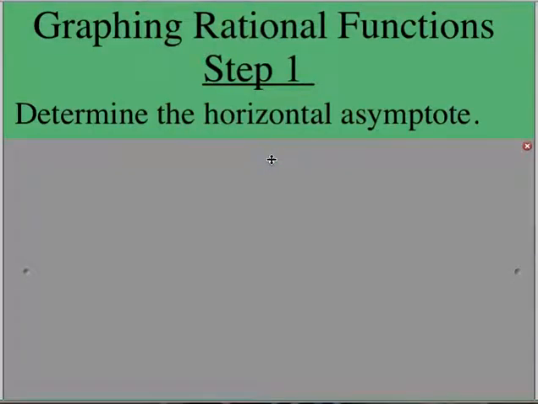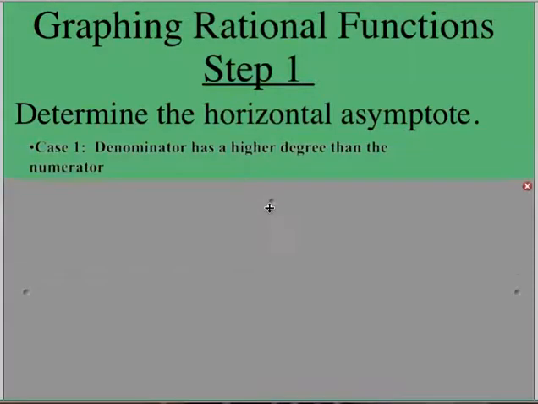So there are three different cases that you can have a horizontal asymptote at. The first case is you have to compare the degree of the numerator and the degree of the denominator. And so if the denominator has a higher degree or a larger exponent than the numerator, then a horizontal asymptote occurs at y = 0.